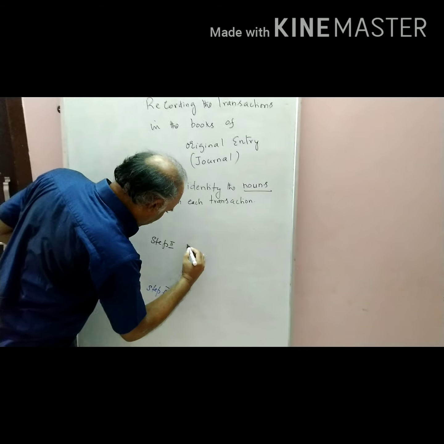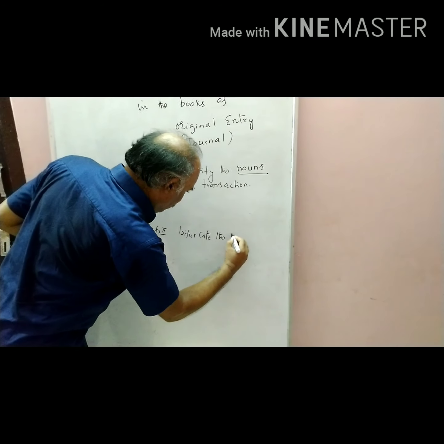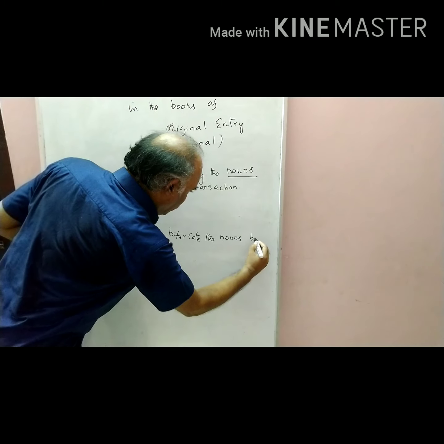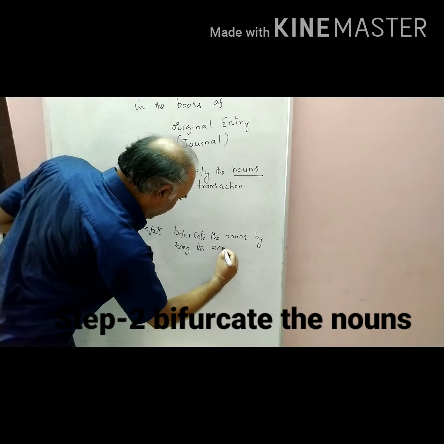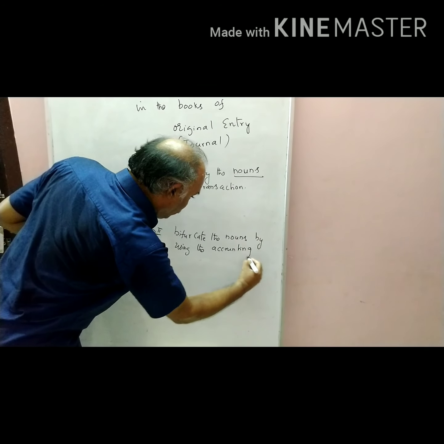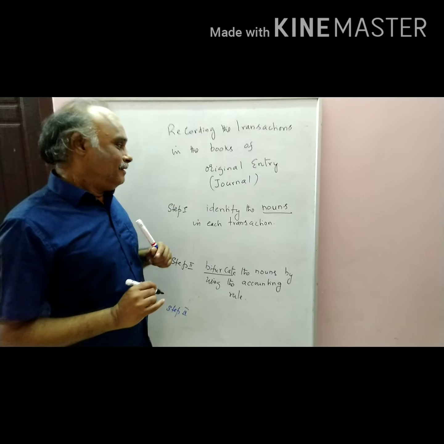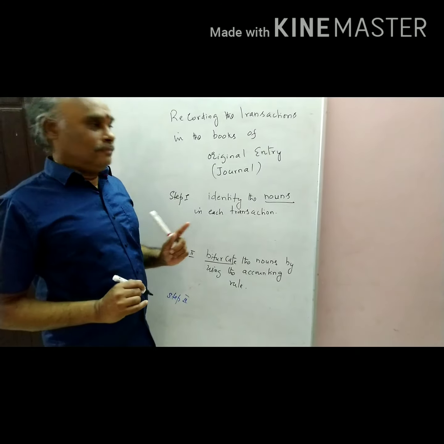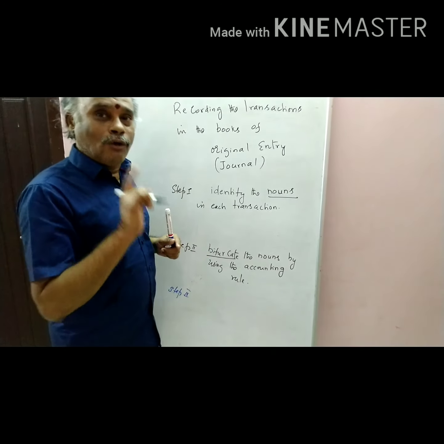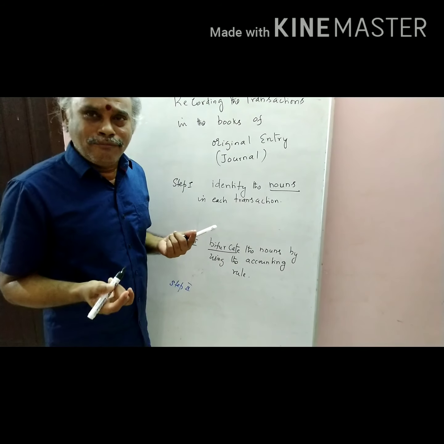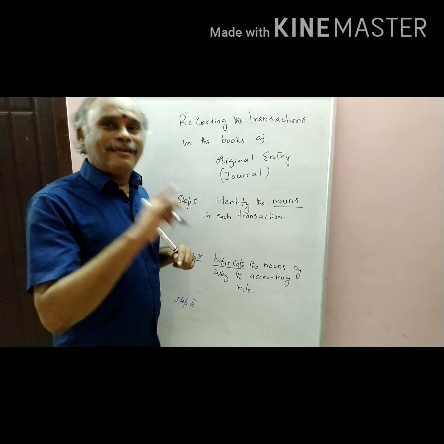Step number 2, bifurcate the nouns by using the accounting rule. So that is why I wrote the accounting rule first. So the bifurcation is needed. First, take the transaction. In that, circle around the nouns. Then those nouns are to be bifurcated. What is the meaning of this bifurcation? Bifurcation is nothing but debits and credits.